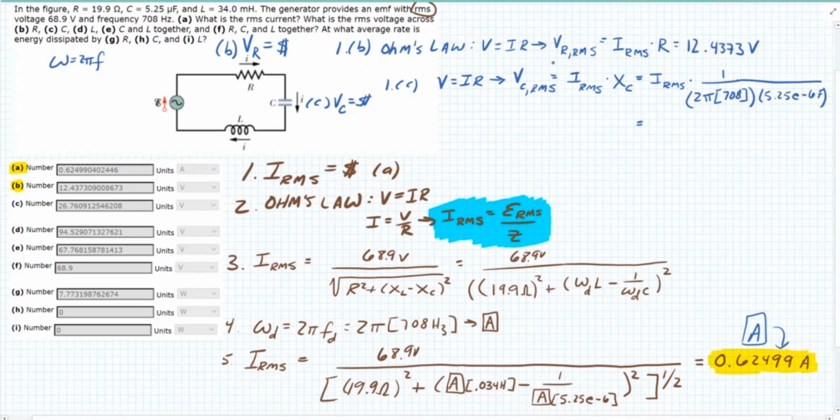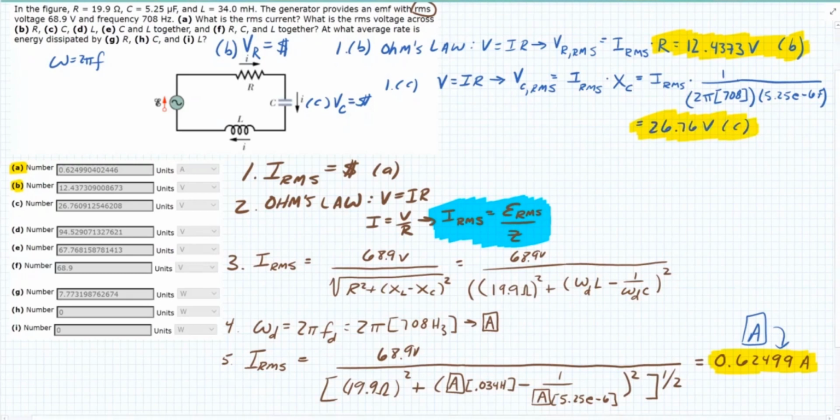$26 and some change. 26.76 volts. This is the answer to part C. This was the answer to part B. So we're good on part B. 12 volt drop across the resistor. 26, whatever your number is, some voltage drop across the capacitor.